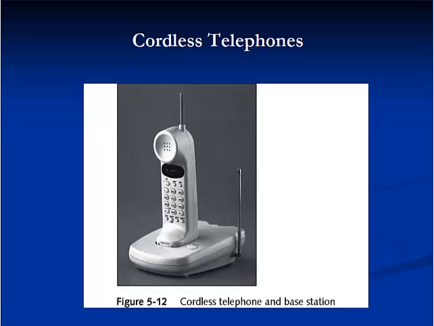To exchange signals, both the cordless handset and the base station of a cordless phone contain a radio transmitter, antenna, and receiver. The main drawback to cordless phones is the ease with which signals can be picked up by eavesdroppers, which can be minimized by using spread spectrum transmission, which are signals separated and distributed over a wide range of frequencies.